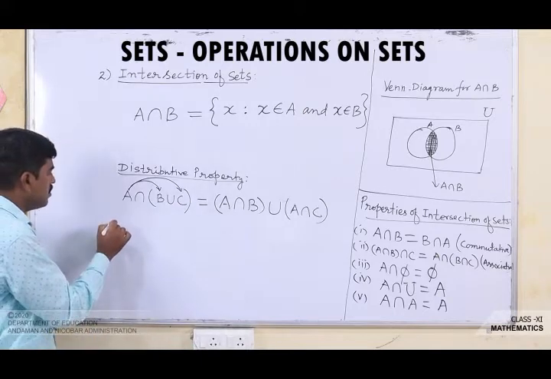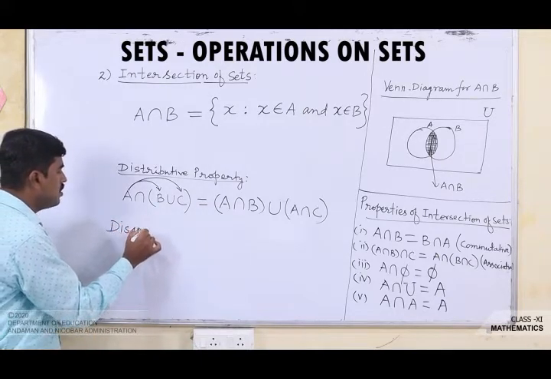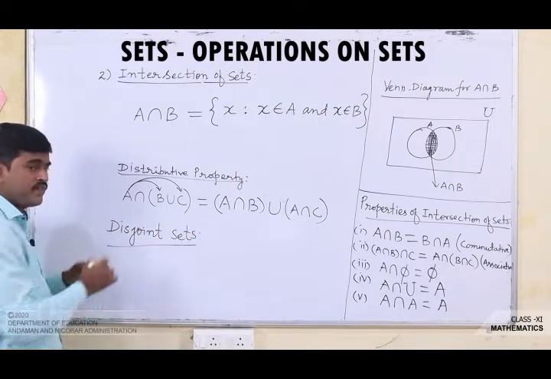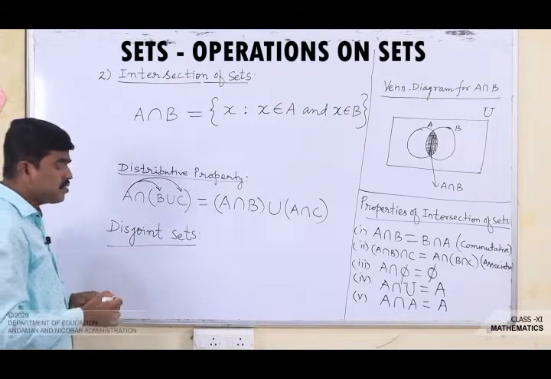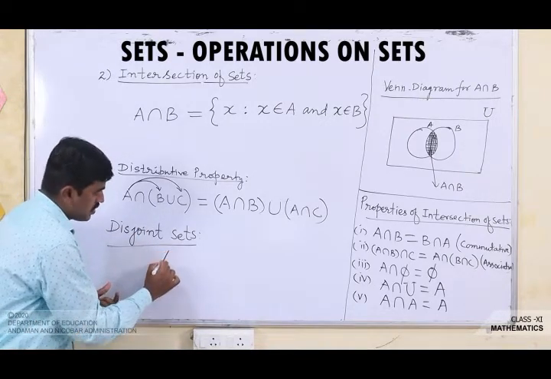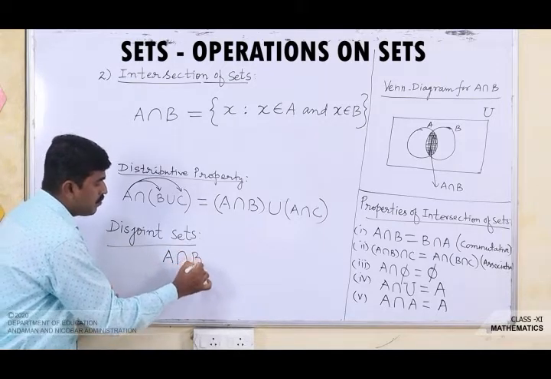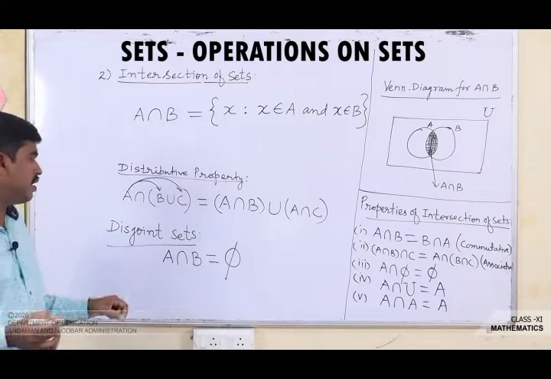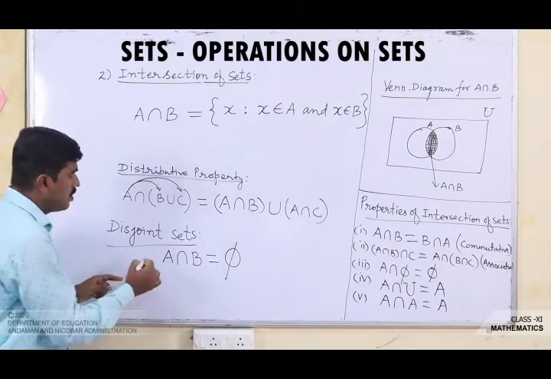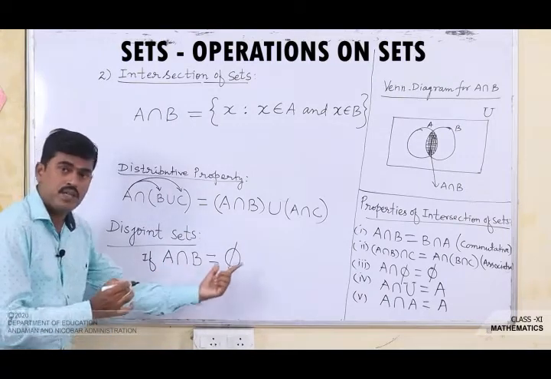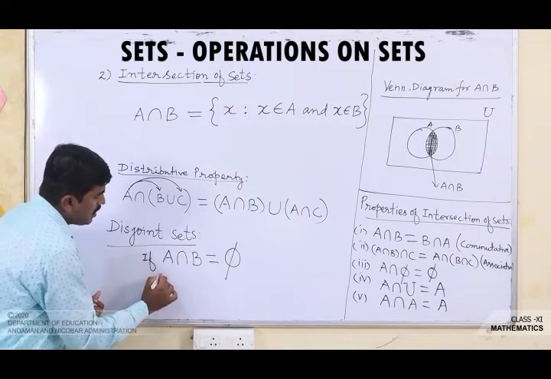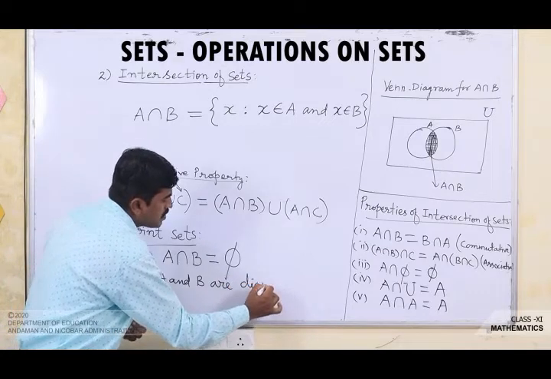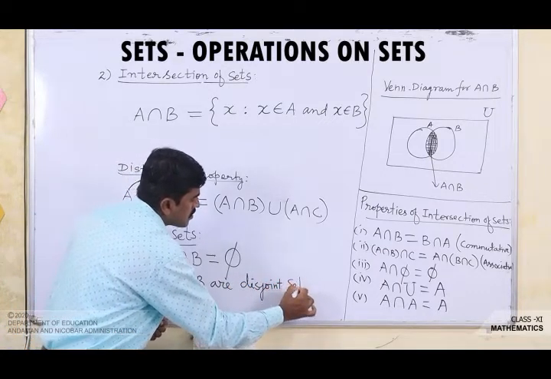Now one more definition, that is about disjoint sets. Let us see what is the meaning of disjoint. By the name itself it is clear, disjoint. Suppose if I am going to take the intersection of two sets A and B, and we get A intersection B is equal to phi, that means there is no common element in A and B. Then we say that A and B are disjoint sets.